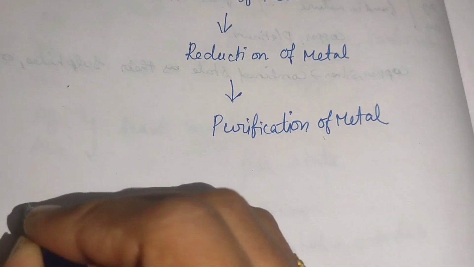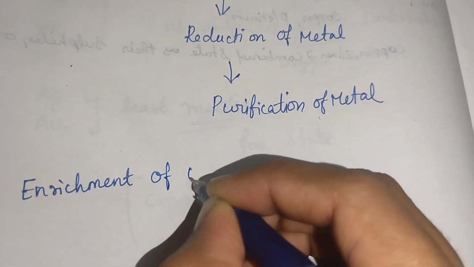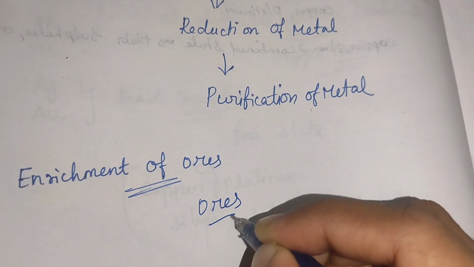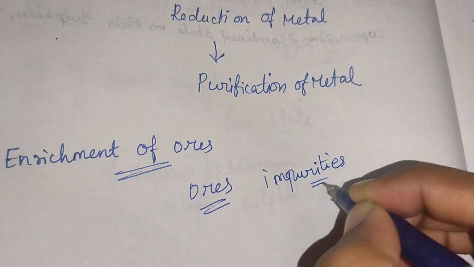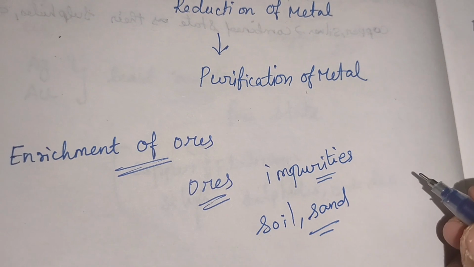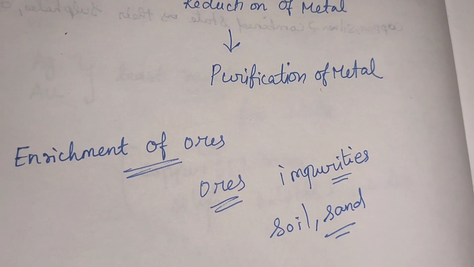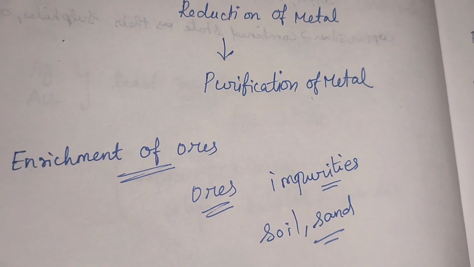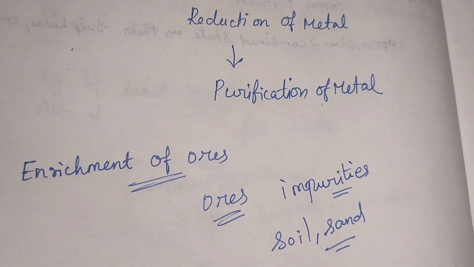The final topic is enrichment of ores. What does enrichment of ores mean? The ores we get from the earth crust contain a lot of impurities such as soil, sand, etc. So we have to remove these impurities by using some procedures. That procedure contains more steps, and it is known as enrichment of ores. Ores contain impurities such as soil and sand, and we have to purify the metal. So that process is known as the enrichment of ores.